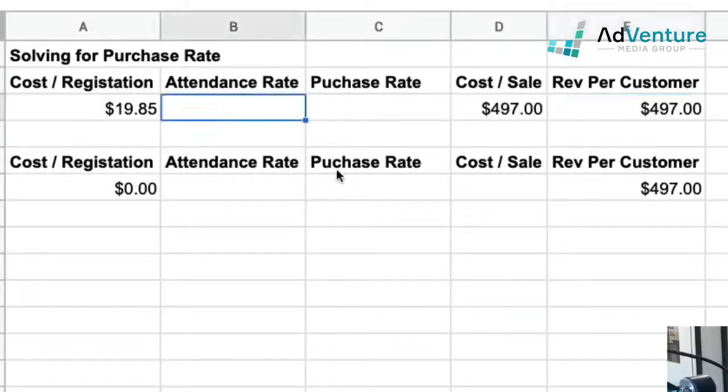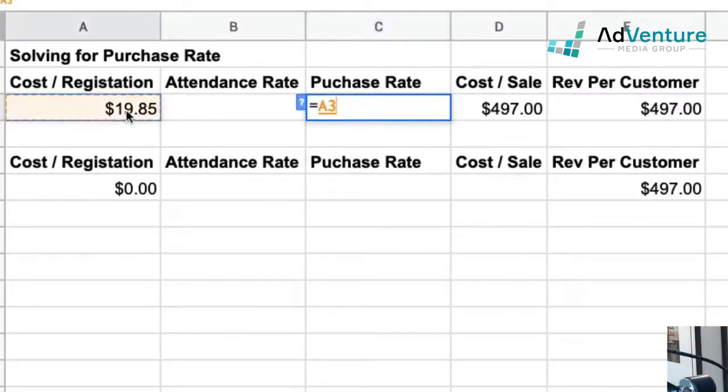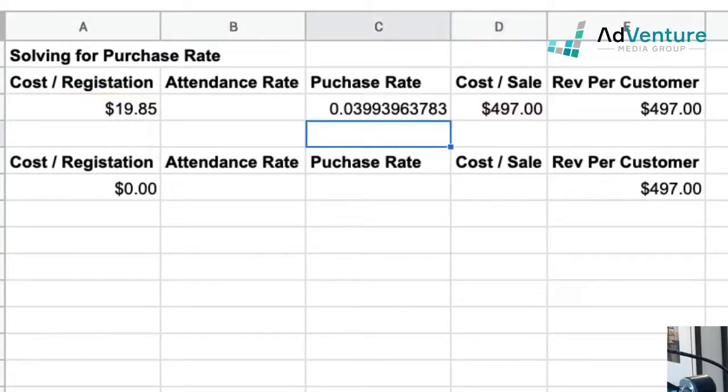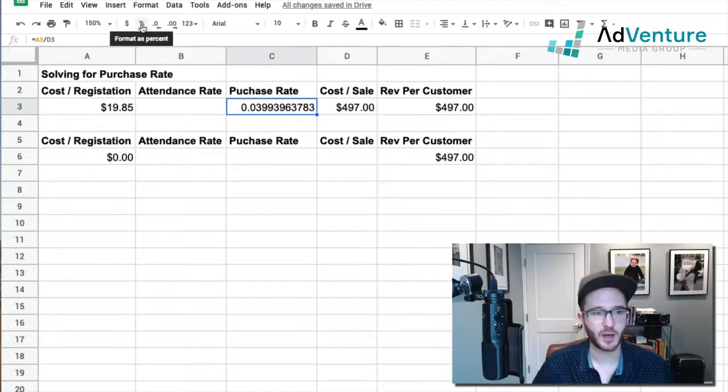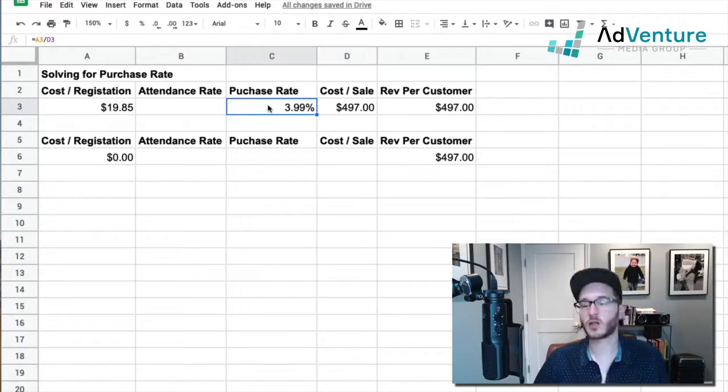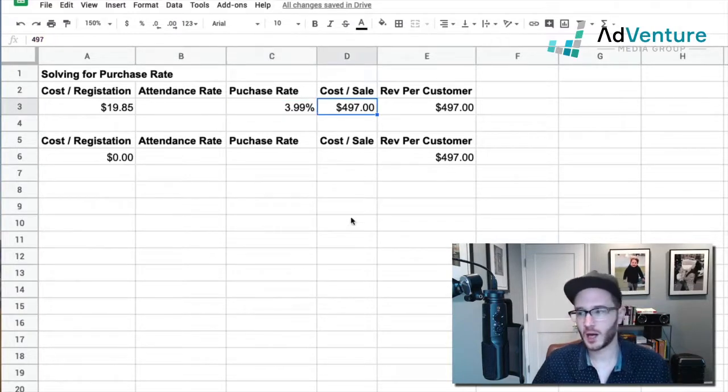So we're going to leave out attendance rate for a second, right? So over here in this column, I do equals. I take my cost per registration, okay, 19.85, and I divide it by my target cost per sale, and I hit enter, and that gives me an output that's not formatted in a percentage form. But if I want to do that, I simply go and click the percentage button up here, and I say, okay, I need a 3.99% purchase rate in order to get sales at $497 a sale.